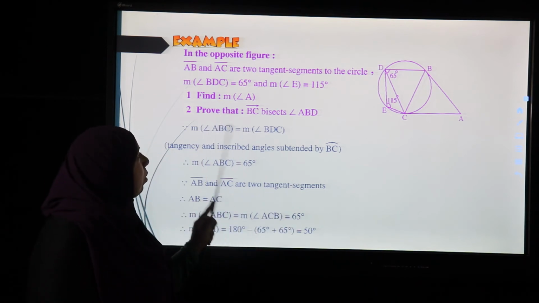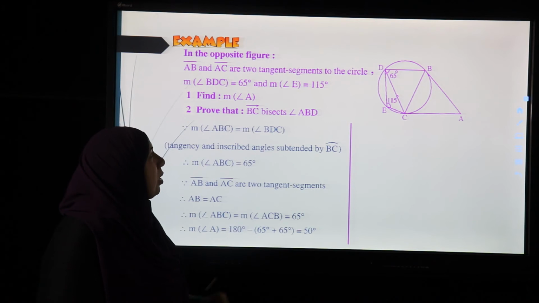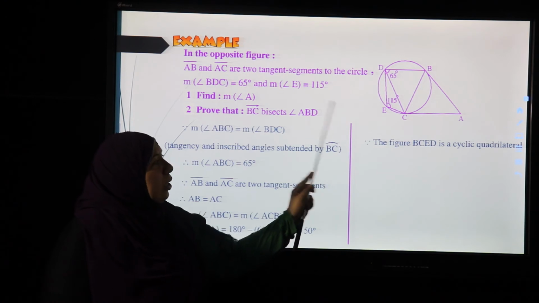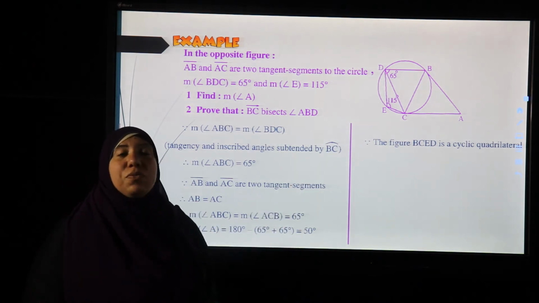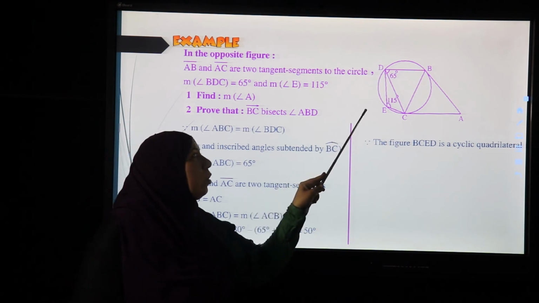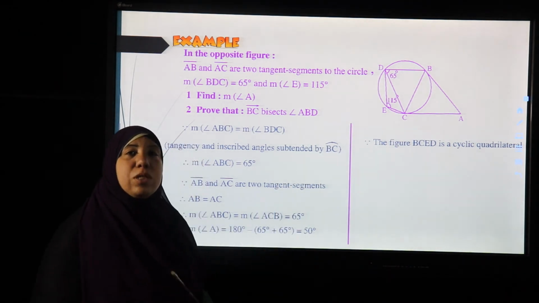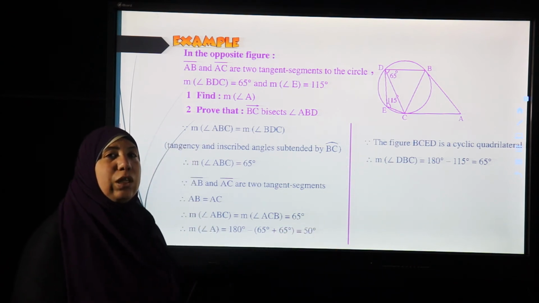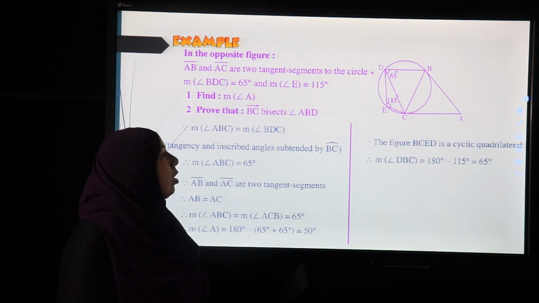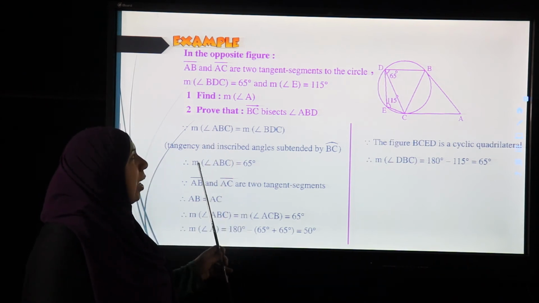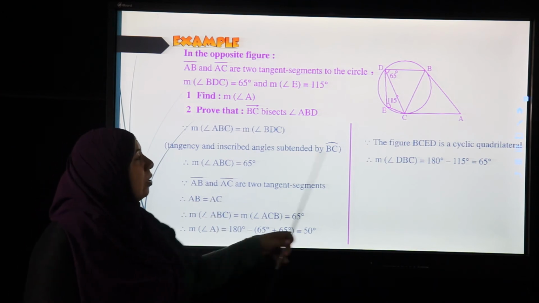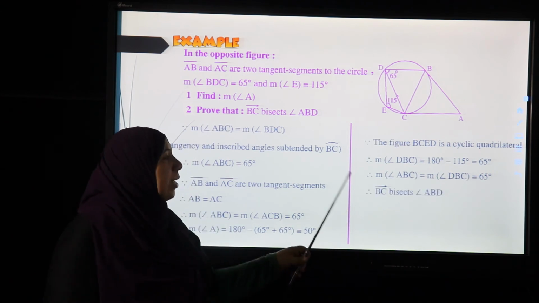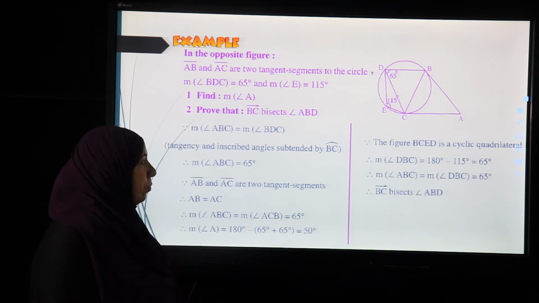There is another requirement. He wants to prove that BC bisects angle ABD. Because DBCE is a cyclic quadrilateral, I can find the measure of angle DBC since he gives you the measure of angle E, and the opposite angles are supplementary. So DBC here is 180 minus 115, which is 65 degrees. So I found that ABC is 65 degrees and DBC is 65 degrees. Since they are both equal in measure, I can say that BC bisects angle ABD.